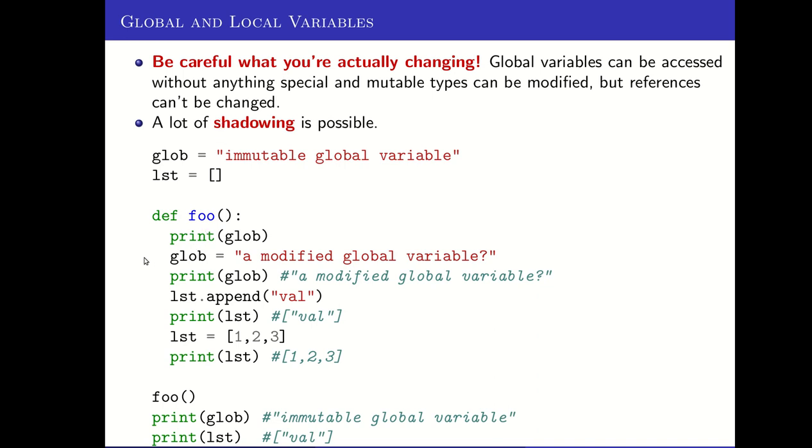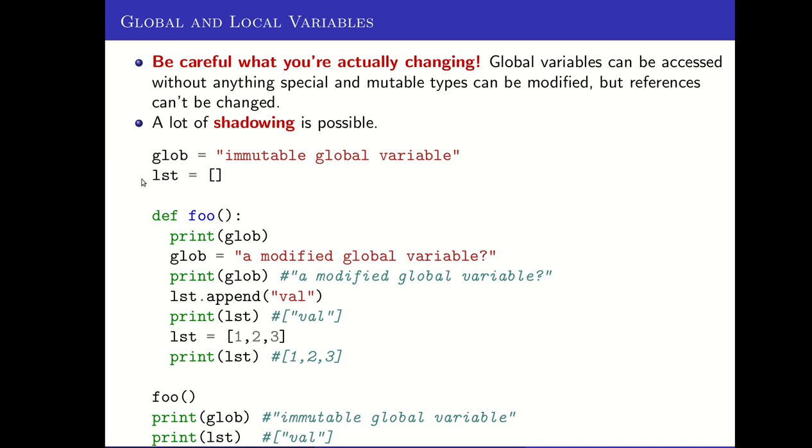And so once I've said glob equals here, I no longer can access that global version of glob. I can only deal with the local one. So I create a local variable, accidentally perhaps, and then I work with that local variable from then on. But the global one does not get its reference changed. We cannot change where those global variables point to by default.